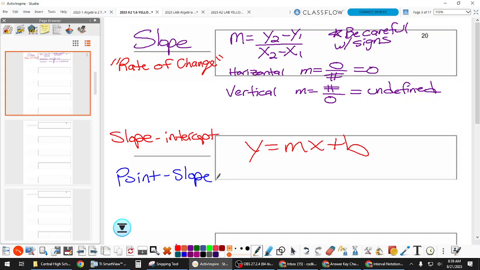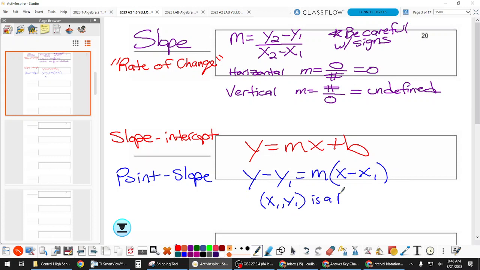Is it Y minus Y1 equals X? Something like that. Yeah. All right. So you started off good. So Y minus Y1 equals M times X minus X1. Good job, guys. Thanks for putting that in here. Okay. So X1, Y1 is just some point on the line. I guess I should probably add that is a point on the line.